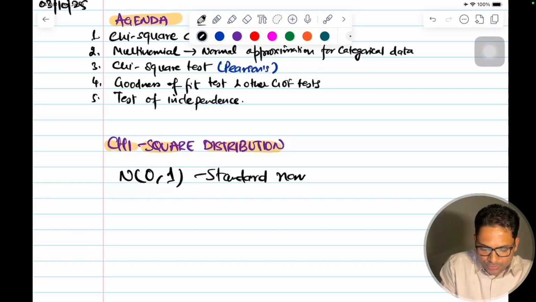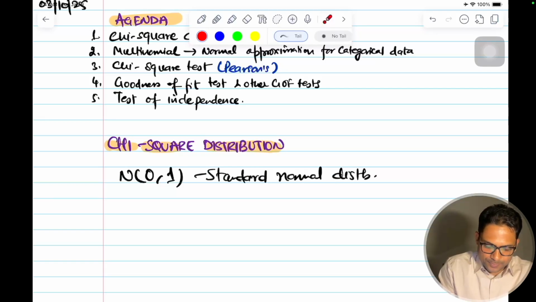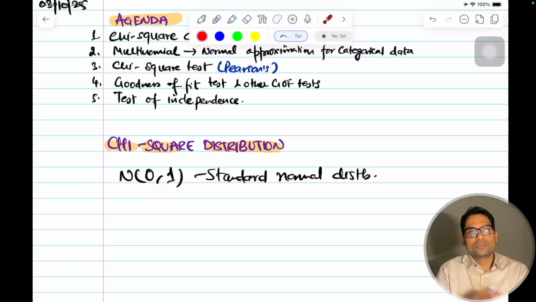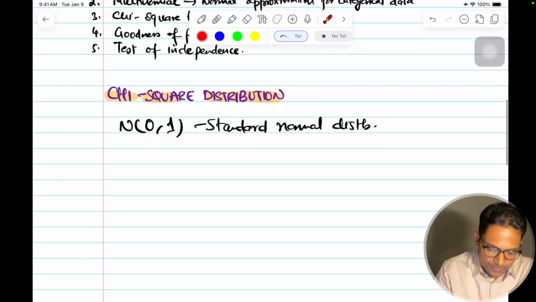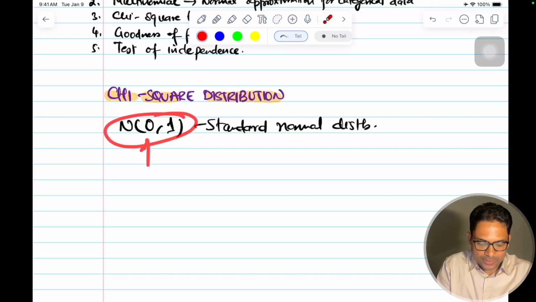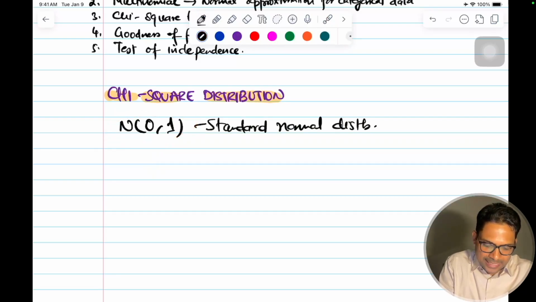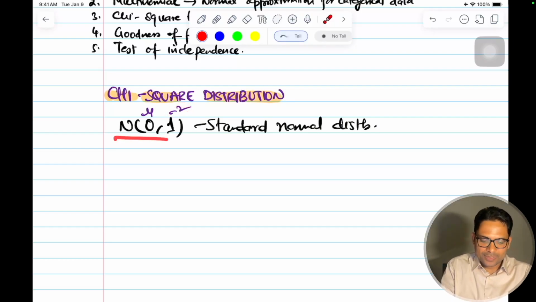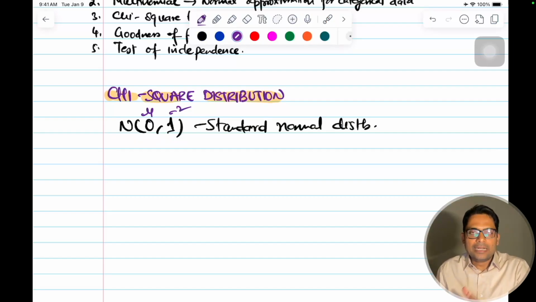Standard normal distribution, so this is standardized. We know this. I was telling you the actual definition; let me tell you in simple terms. We have such a standardized normal distribution, which is mean centered and variance scaled. Your mean is centered to 0 and your variance, the sigma square, is scaled to 1.